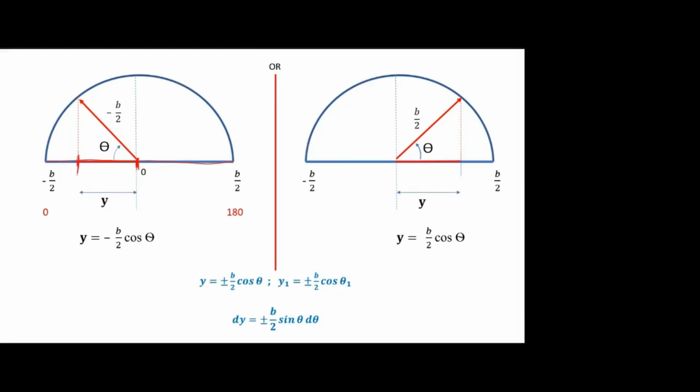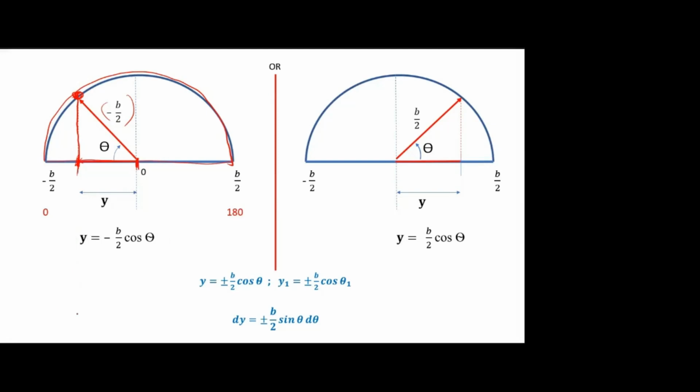Now I have to convert this y into theta. So the first step is we have to draw the semicircle. Then you have to extend this point so that you will get an intersection point. You know the radius is minus b by 2. Okay, then I can find this y. It is simply minus b by 2 cos theta. Is that clear?